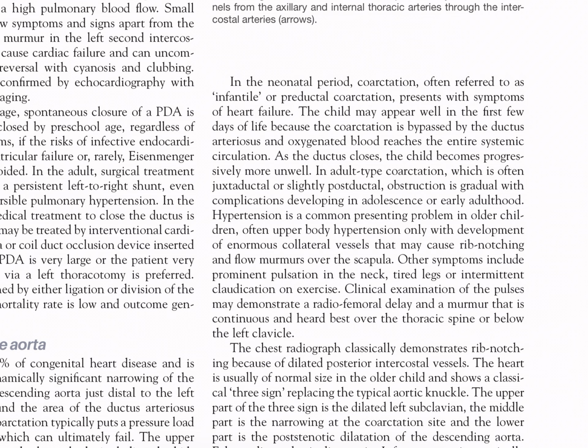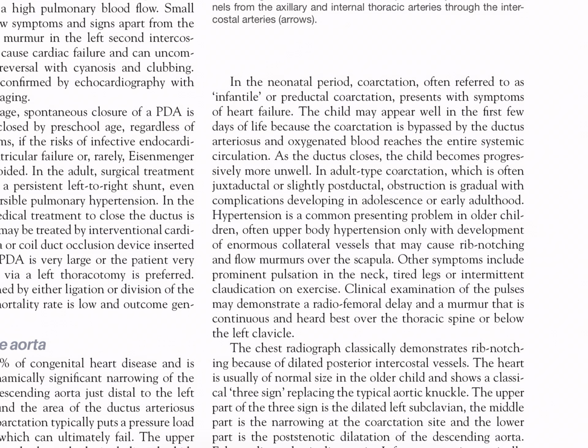In adult type coarctation, which is often juxtaductal or slightly postductal, obstruction is gradual with complications developing in adolescence or early adulthood. Hypertension is a common presenting problem in older children, often upper body hypertension only, with development of enormous collateral vessels that may cause rib notching and flow murmurs over the scapula. Other symptoms include prominent pulsation in the neck, tired legs, and intermittent claudication on exercise.